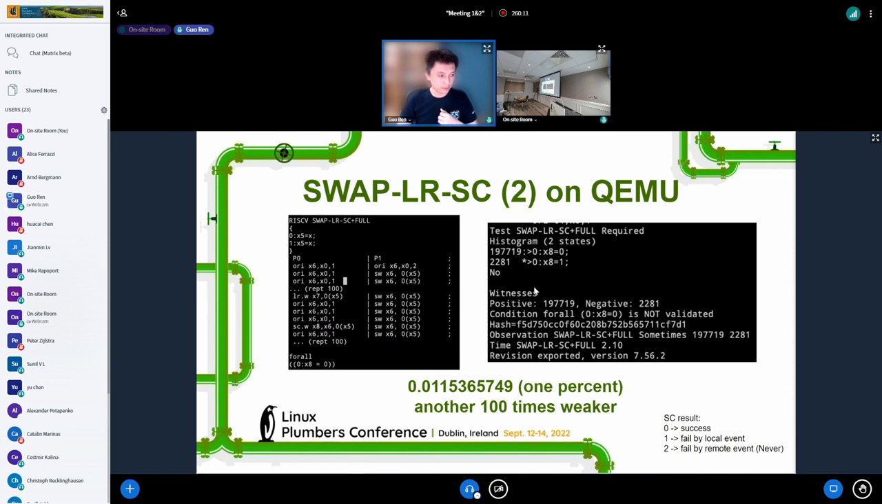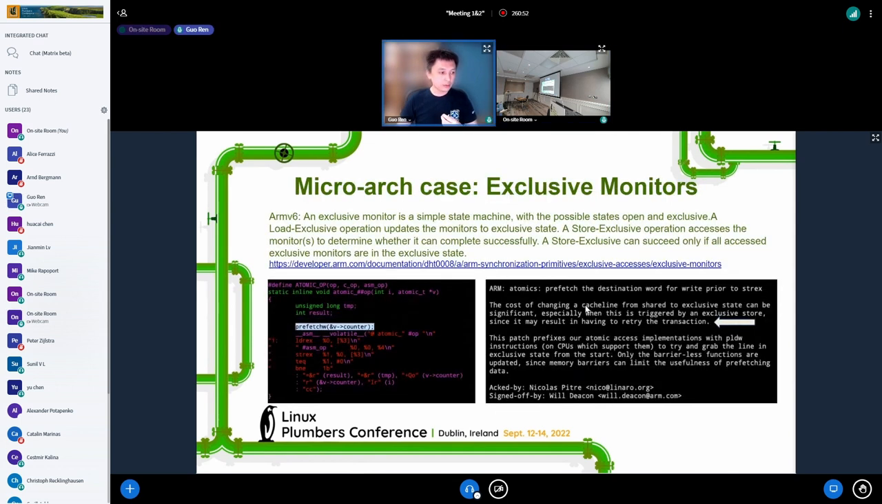And the store conditional could have failed more, a hundred times weaker. That means not only the hardware could let the store conditional fail a lot, but the scenario, how you are using the load reserve, could also relate to how likely it is to fail. So here is what I want to show you, the forward guarantee result, and how to measure it.